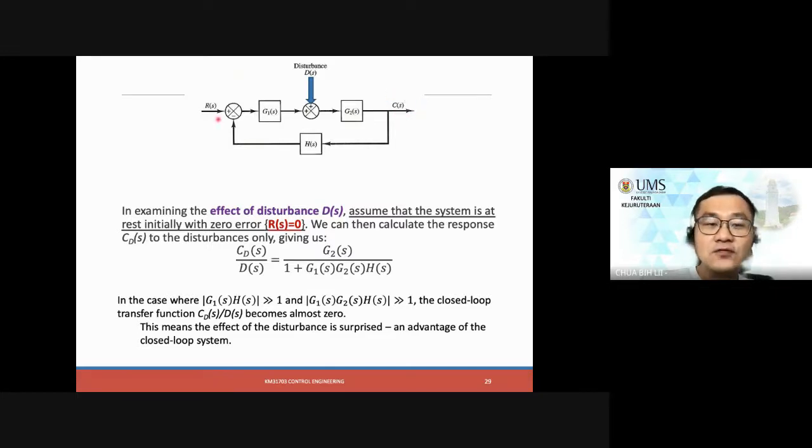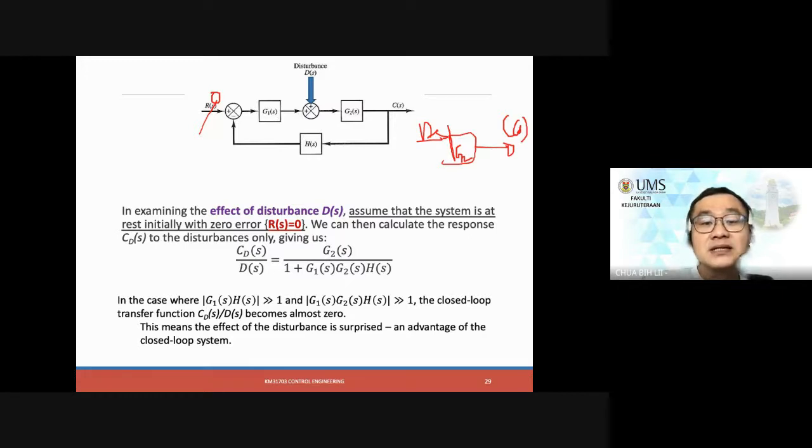Therefore, if this Rs is not visible anymore, let's take it as zero. Our input system, as you can visualize later on, is just the disturbance Ds. Then you have a block diagram which is this G2, and this is our target output that we would like to investigate, Cs. But then there is a loop coming back, and now the loop involves H as well as G1.